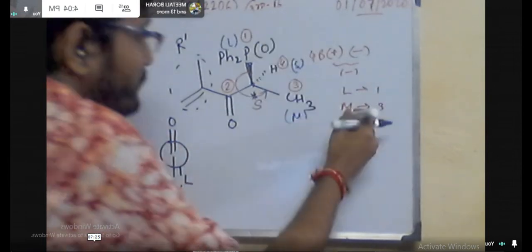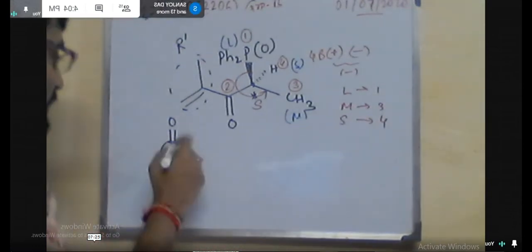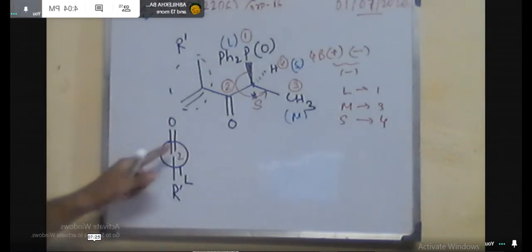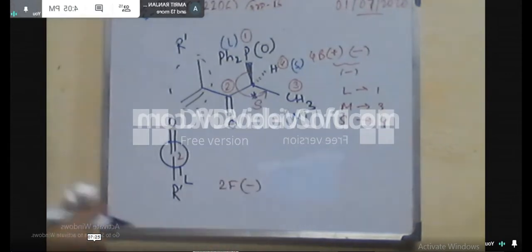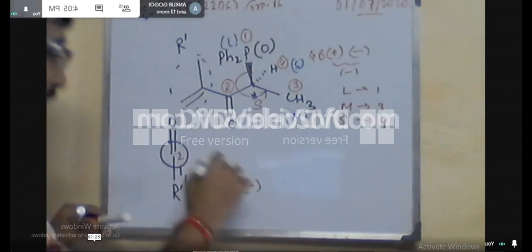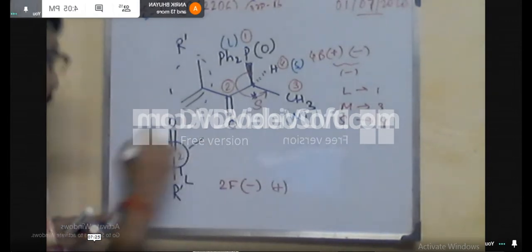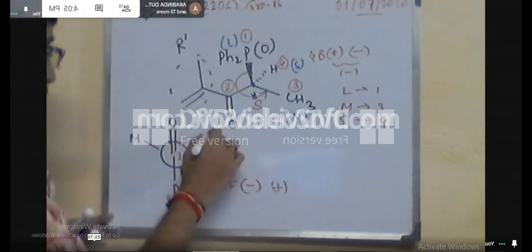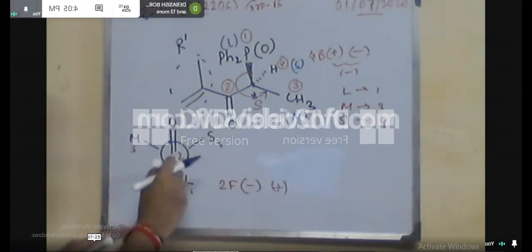So here you will get the projection like this way. So this is the R prime, OH. This is the larger group. This is the smaller group, that means hydrogen, and this is the medium group. Now you have to find the configuration of the front carbon. This is 1. The back carbon will be 2 because here phosphorus is attached. So the back carbon should be 2.